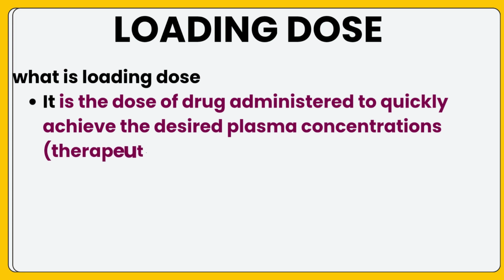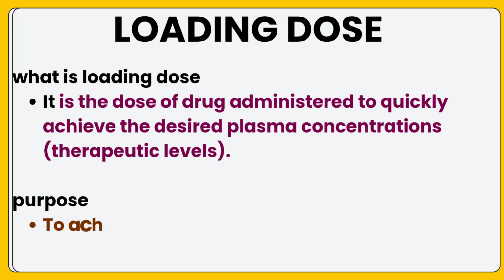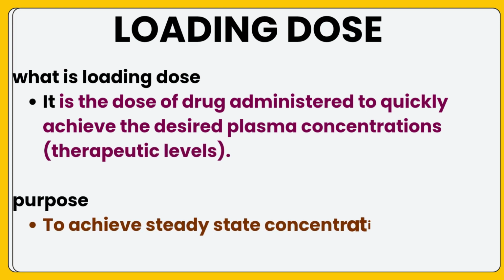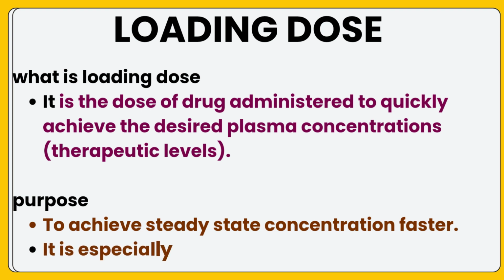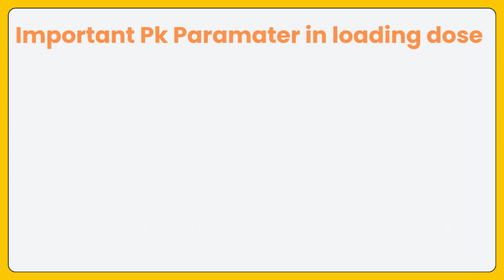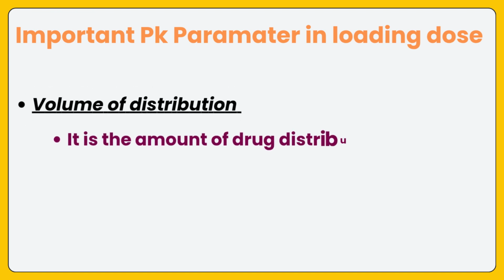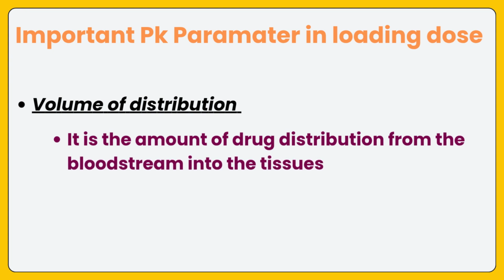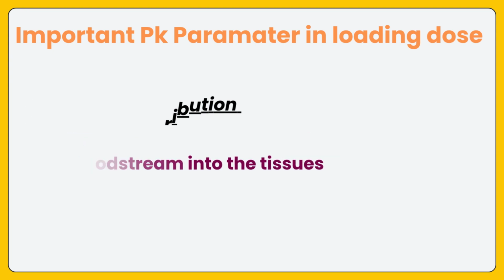You may wonder what's the actual purpose of calculating loading dose. It is used to achieve steady state concentration faster, especially for those drugs with longer half-lives. Now it is important to note the volume of distribution, one of the important pharmacokinetic parameters. To recall what volume of distribution is, it's the distribution of drug from the bloodstream into the tissues.